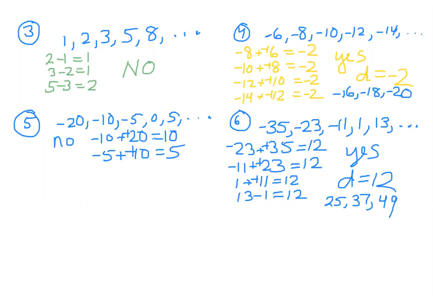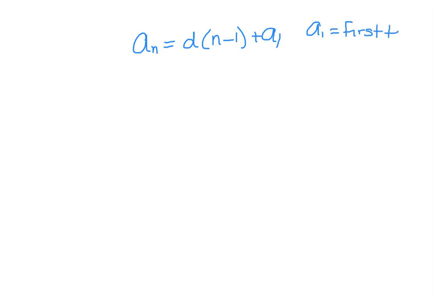All right, here is the formula for an arithmetic sequence. The nth term for an arithmetic sequence can be found with this formula: a sub n equals d times n minus 1 plus a1, where a1 is the first term and d is the common difference.